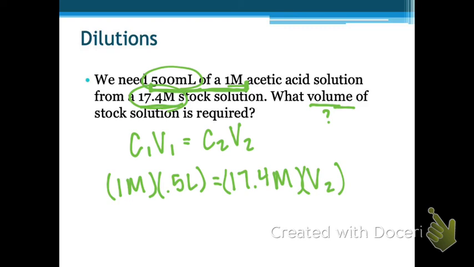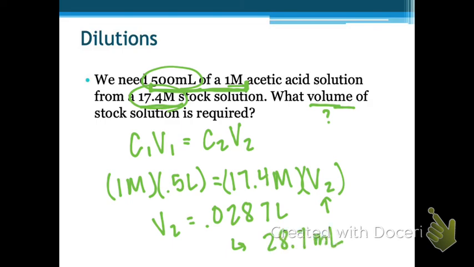Okay, so tell me what threshold do we have? My number could never be higher than what? My volume here could not be higher than 0.5. I would never need more than that, right? That's my threshold. There's no way I should ever have more than my final volume here. Okay, so let's just go ahead and solve here. 0.5 divided by 17.4 gives me a volume of stock solution of 0.0287 liters. Or if you put it back to milliliters, would be 28.7 milliliters.